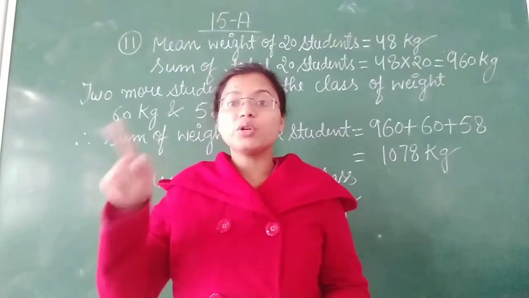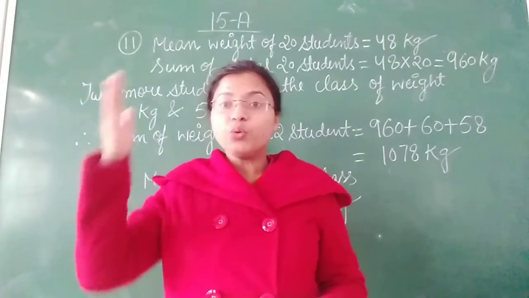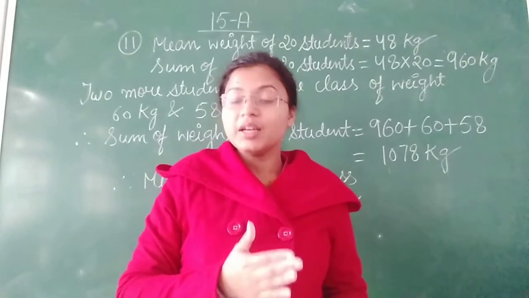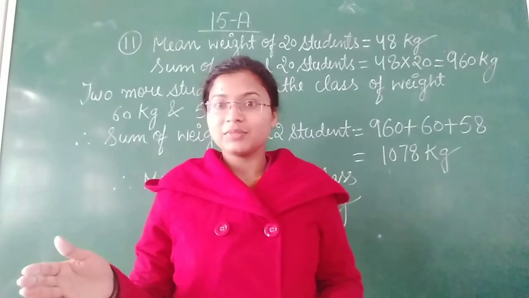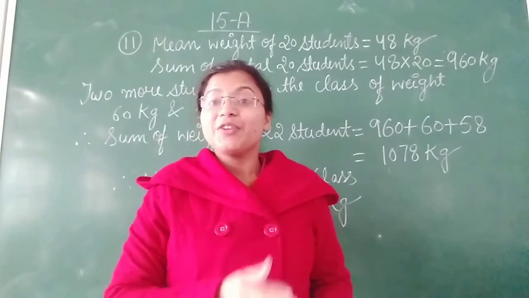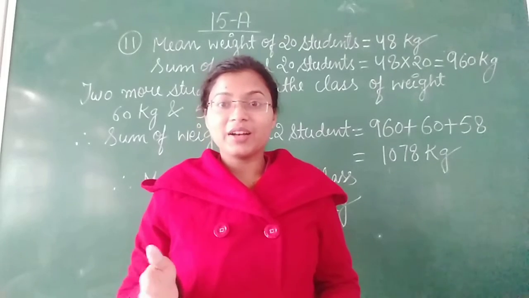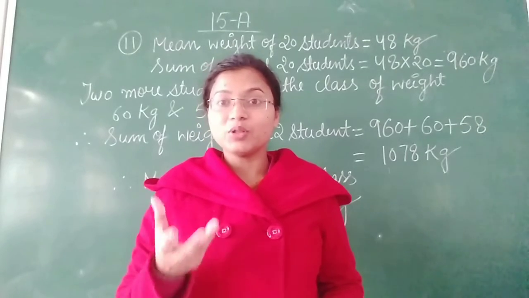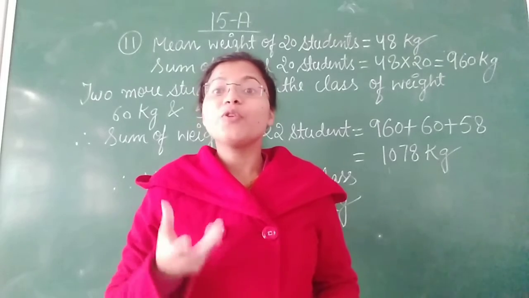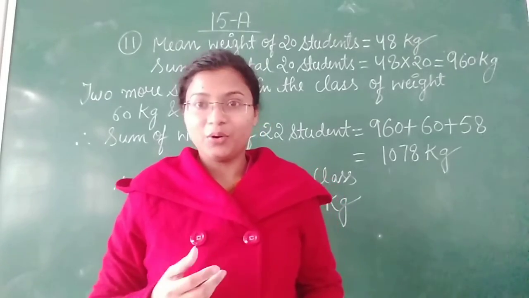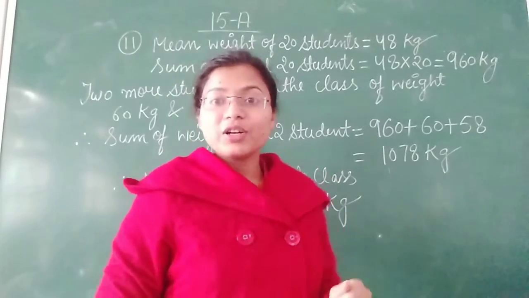There were a total of 20 students. If two more students have joined, then the total strength of the class will be 22. Earlier it was 20; if two more students have joined, the class strength will become 22. So you have to find out the mean of 22 students. Okay, so what will be our first line?